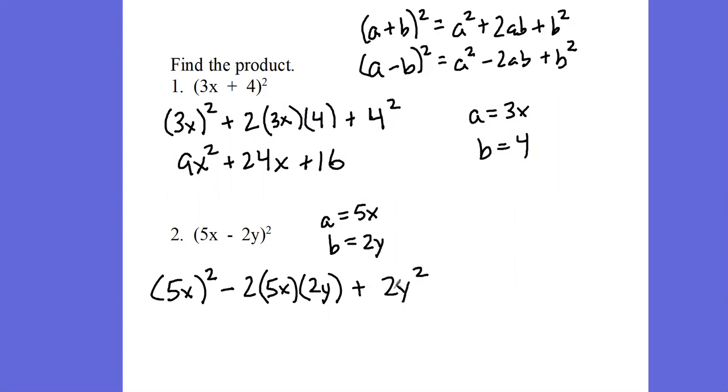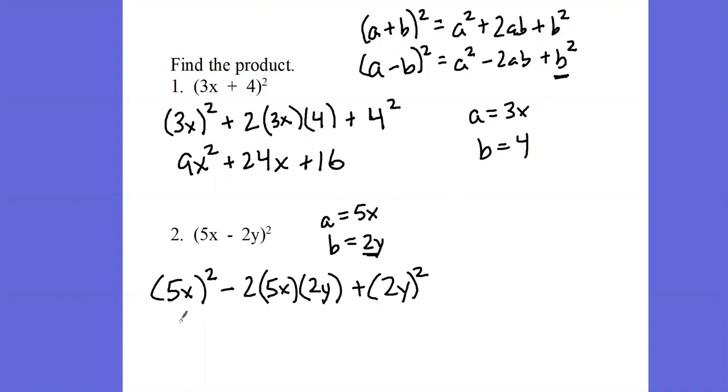And make sure that when you write this, you do not write it like this. I don't want 2 times y squared, where only the y is being squared. I want to square all of b. And all of b is 2y, so I need to make sure that I'm squaring the quantity of 2y, the quantity of 2y.